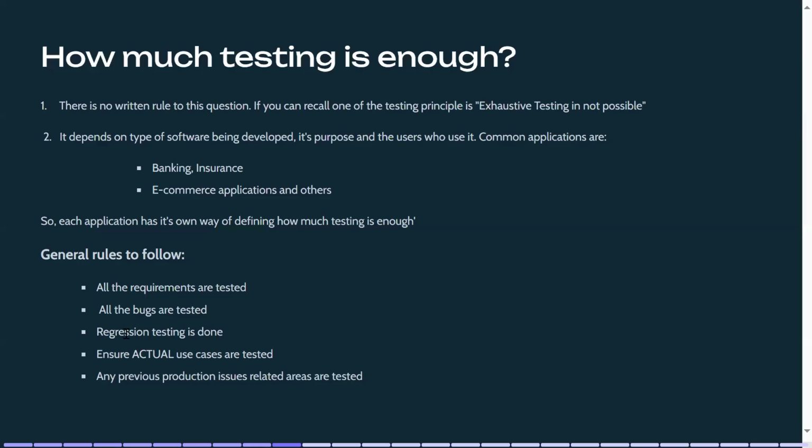And for every product we have one regression suite. Have we executed that regression suite in order to make sure we are not breaking the existing functionality or not? This is also one of the rules. We need to perform regression testing. This will be covered in our next slides. And ensure the actual use cases are tested or not. And the other one is whether any previous production issues and related areas are tested or not. These are the general rules we need to follow.